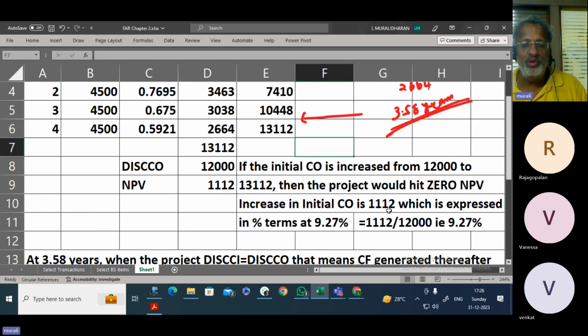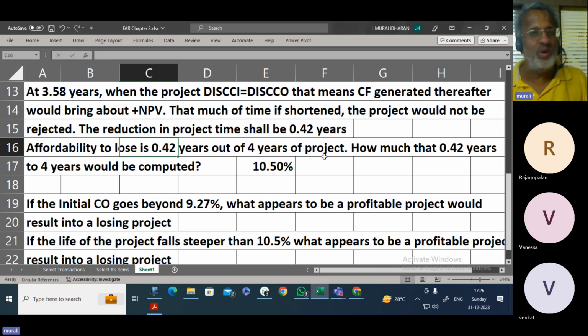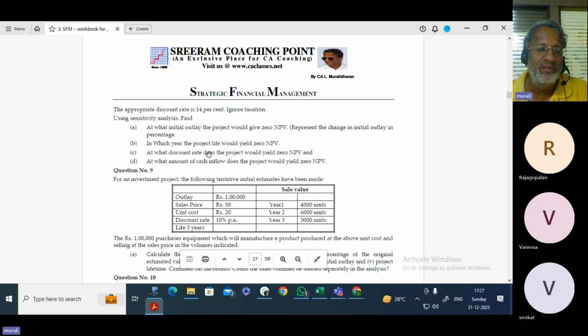Because this 1112 cannot be compared with 0.42 years, because one is expressed in rupee terms and the other in time terms, I mean year terms. How do I compare? We are not like giving a strong blow on the bonnet of the car and saying it is 1.5 tons. Only fools will express it that way. Of course, short heroes will do that. You cannot compare a cash outflow in rupee terms with time in terms of years. So in order to bring out a comparative ground, everything should be expressed in percentage terms. That is the reason why initially we expressed that as 9.27%, this as 10.5%, and that is the way you are expected to do the third and the fourth.